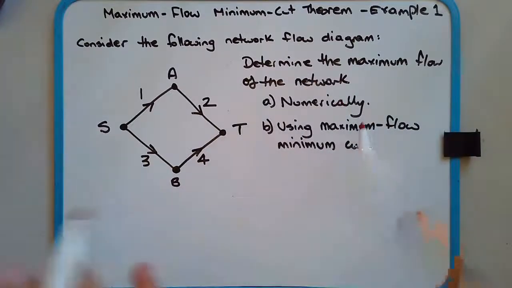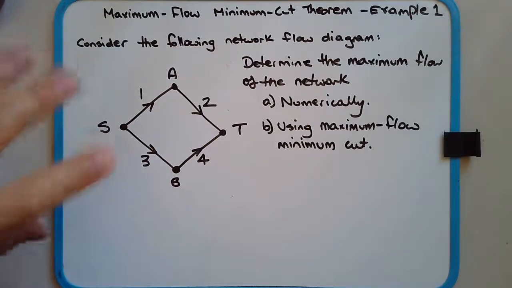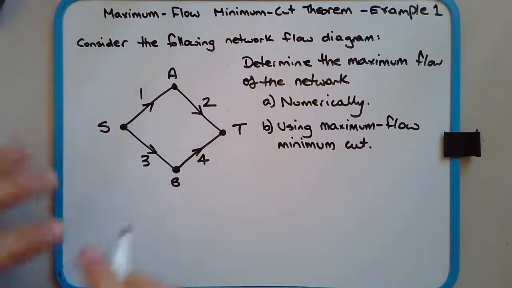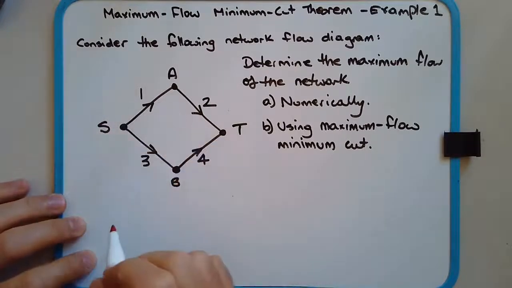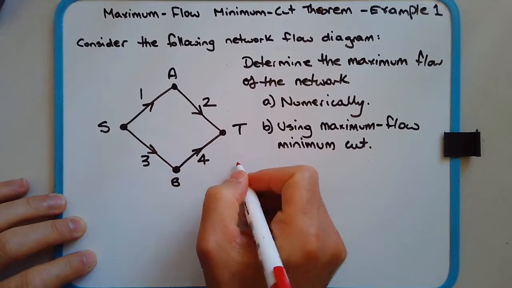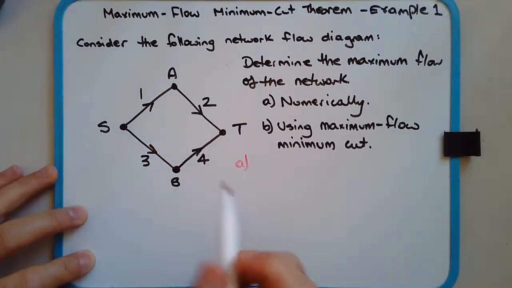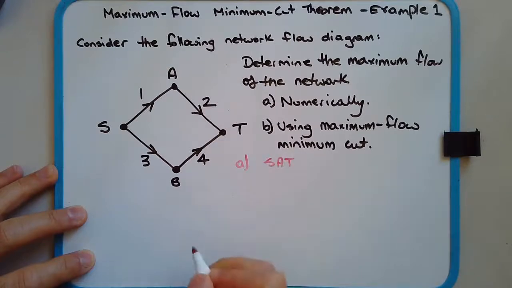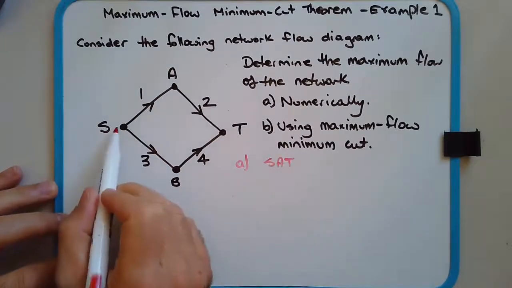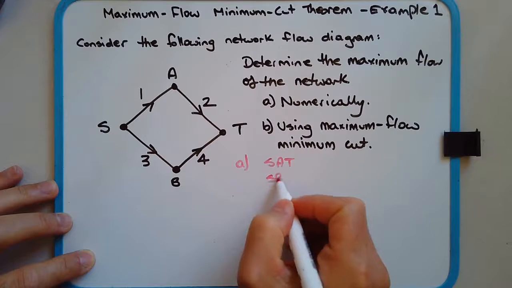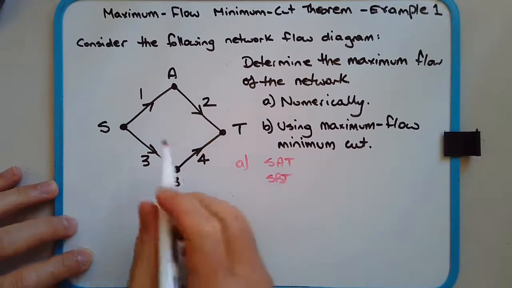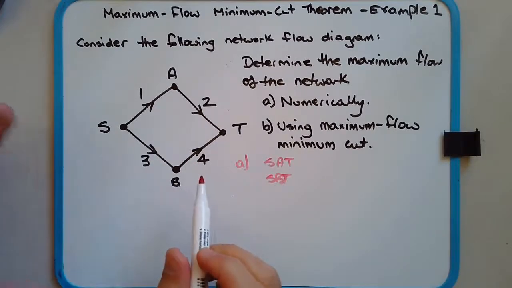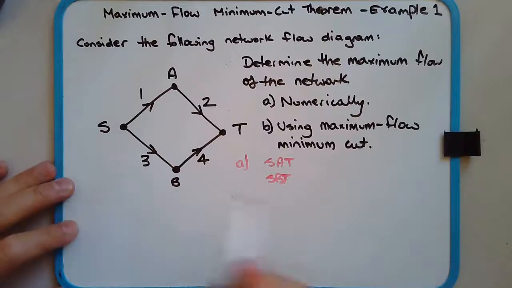Okay, we've done this before. And there is a previous set of videos that will look at examples of maximum flow or flow capacity using numerical methods. So let's have a look at part A. Okay, there's two paths, isn't it? We've got path SAT, and we've also got path SBT. Okay, so this is simple enough that you can practically work it out just by looking at it.